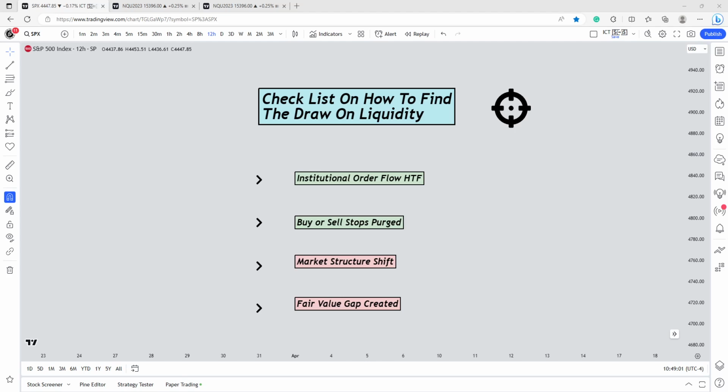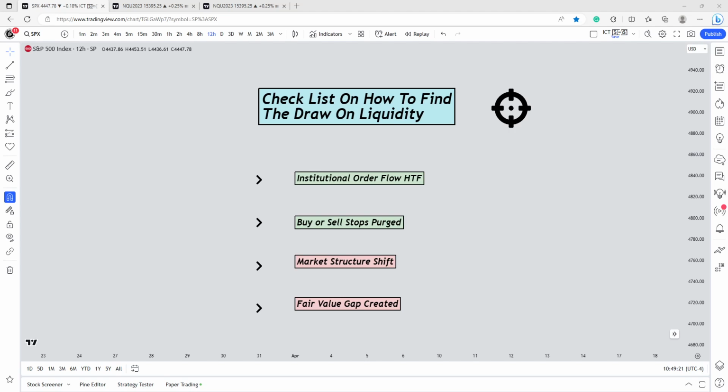That's what HTF stands for. So I'm looking to see, are down close candles being respected to push price higher? That would be bullish institutional order flow. Or are up close candles acting as resistance to then push price lower? That would be bearish institutional order flow. So I'm identifying if we're in a buy program or a sell program.